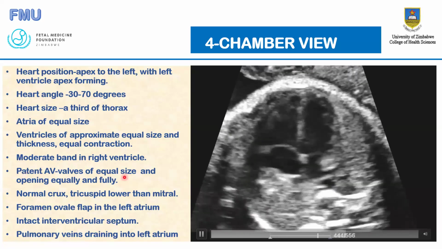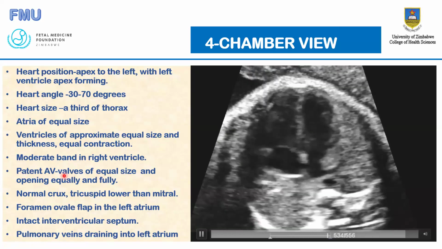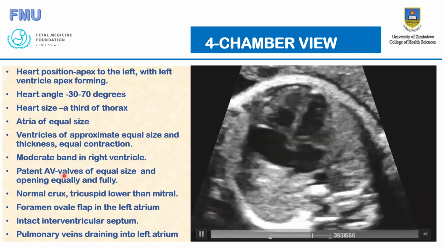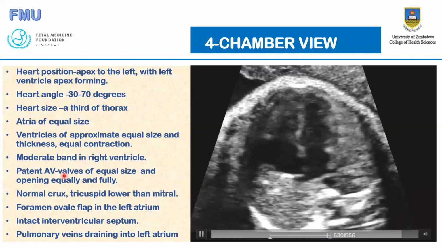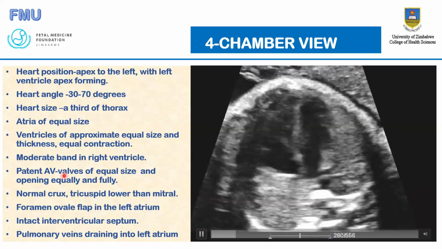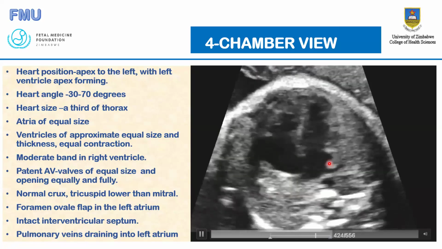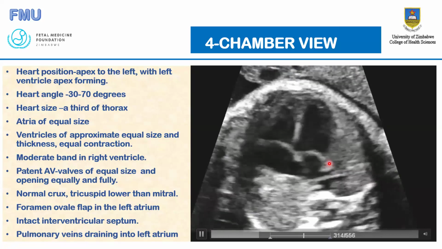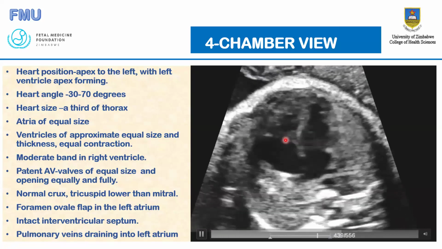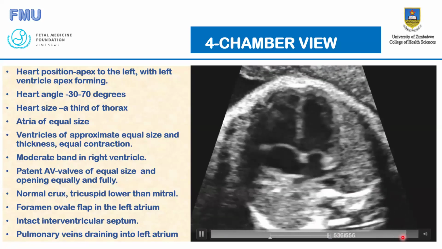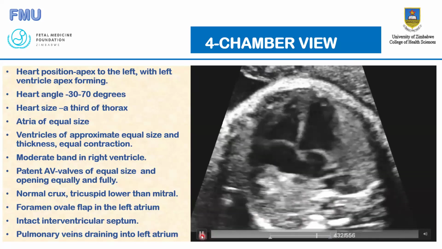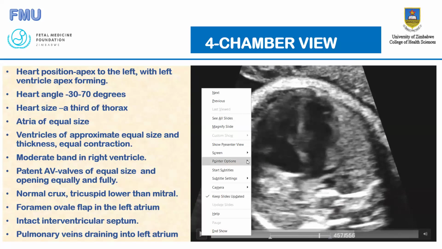The AV valves should be patent. Patent means they should allow flow of blood in and out. And they should be of equal size and opening equally and fully. This is why you have to change to the cardiac settings, with a higher frame rate, so that you can capture these movements. Without a higher frame rate, you will fail to capture the movements. Let's go through it again and just demonstrate what we are referring to.